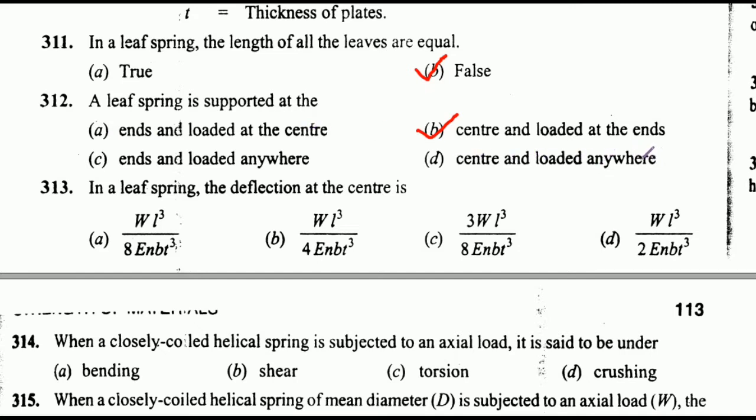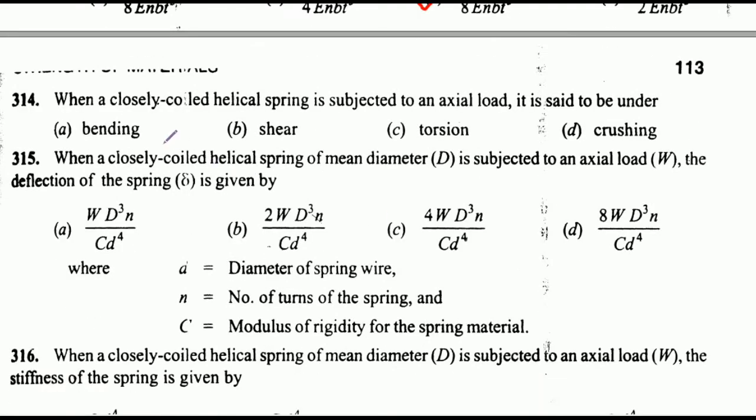Next is question number 313. In a leaf spring the deflection at the center is, here friends these are the options and here the correct answer is option C, that is 3WL cube upon 8Enbt cube. Next is, when a closely coiled helical spring is subjected to an axial load, it is said to be under bending, shear, torsion, crushing. So here the correct answer is option C, that is torsion.